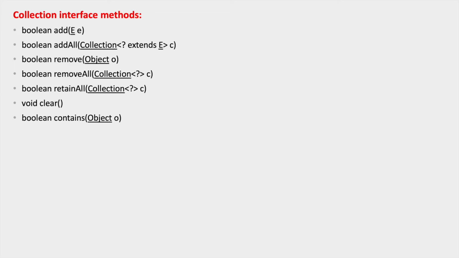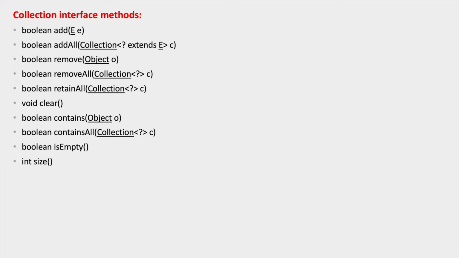Contains method. If you want to check whether an object is there or not, that time we will use contains method. If you want to check whether multiple objects or a list of objects are there, that time we will use contains all method. If you want to check whether the collection object is empty or not, that means whether it has any elements or not, that time we will use isEmpty method. If it is empty, it means there is no object available in the collection object.